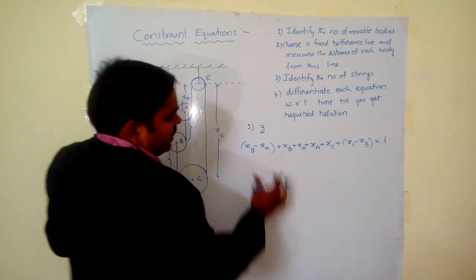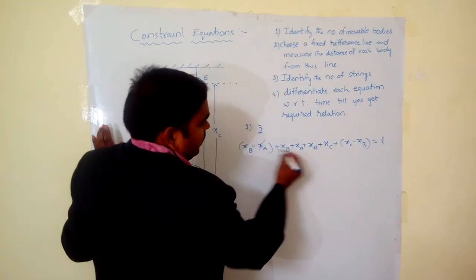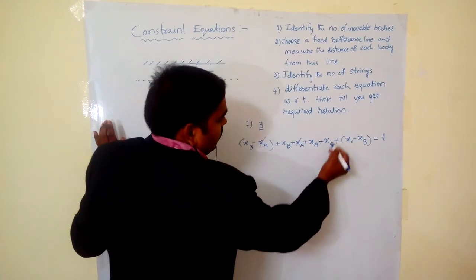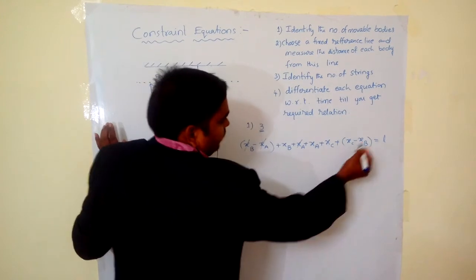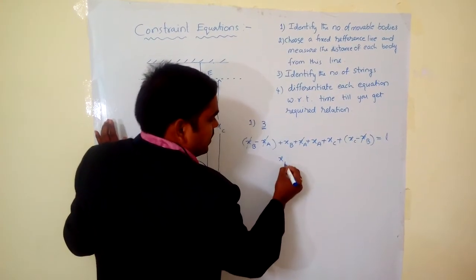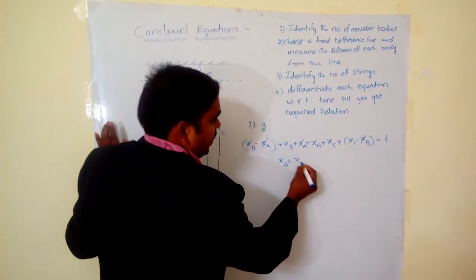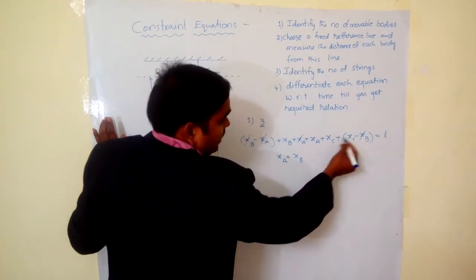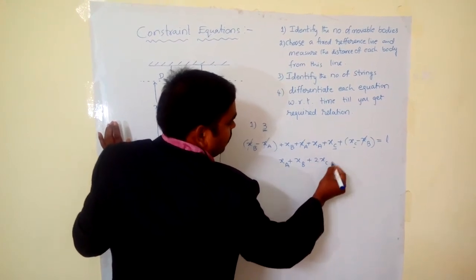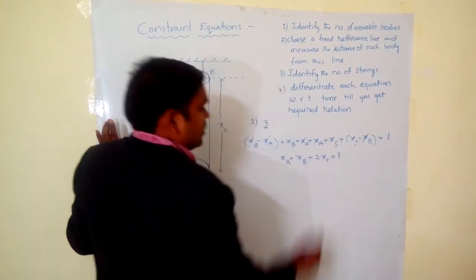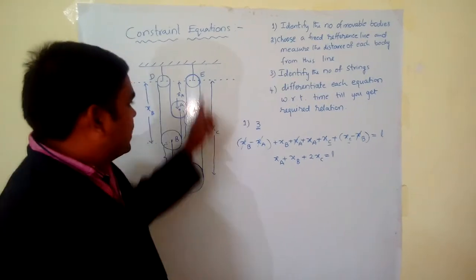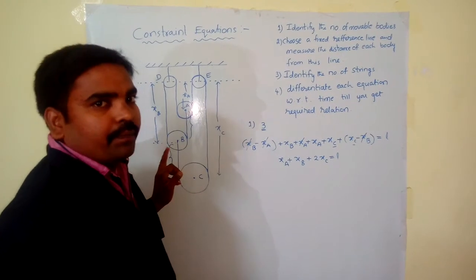Now by solving this, it is very clear. XA plus XA minus XA is 0, and then plus XB minus XB is 0. The remaining equation, if you write, is XA plus XB plus 2XC is equal to L. So this is the equation we got regarding the length of the string given in the pulley system.